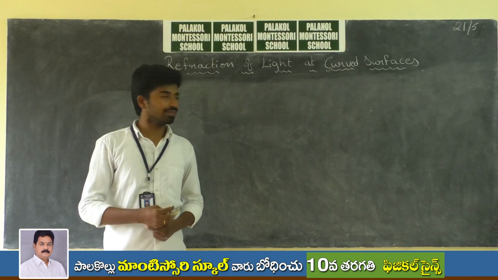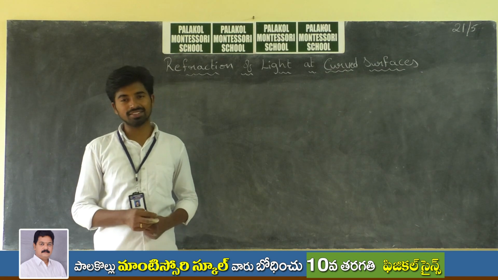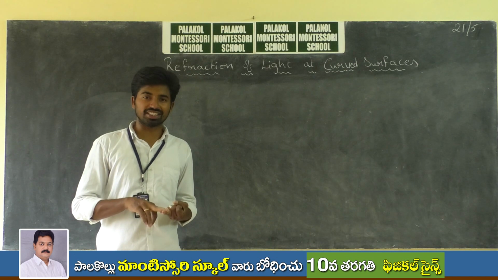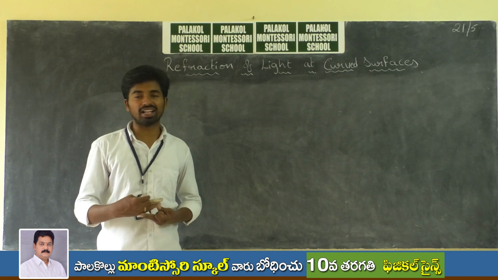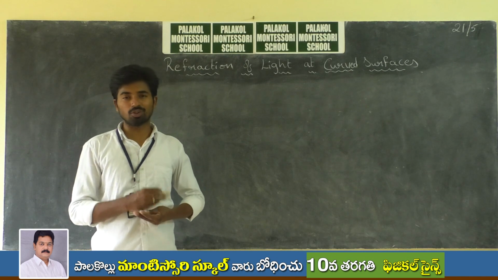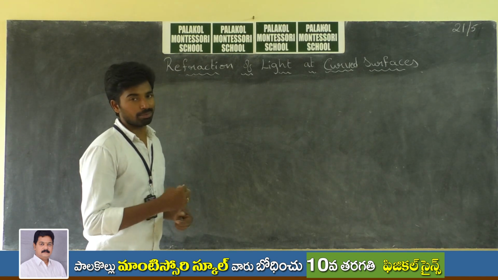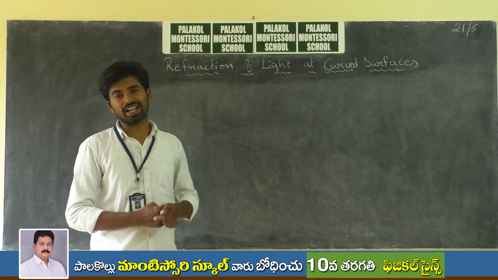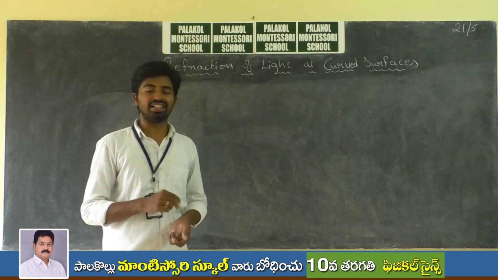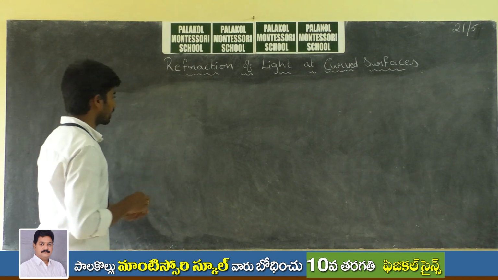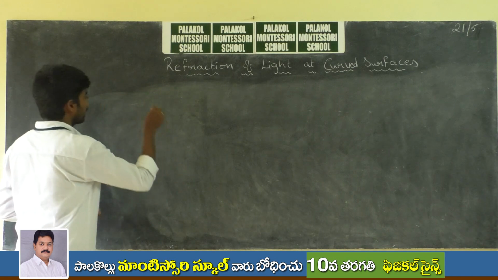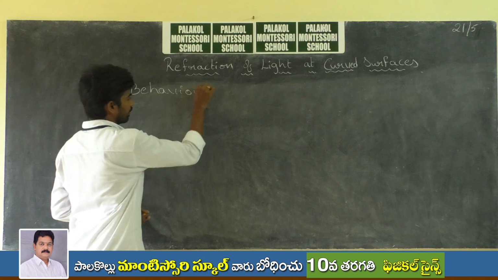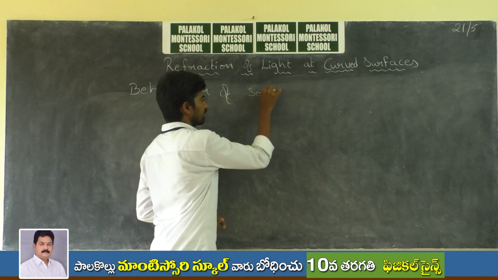So we have seen the terms related to lenses. What are the terms? That is center of curvature, radius of curvature, and pole, which can also be called the optic center, and we learned about the focus point. Now let us see some behavior of light rays when they are incident on the lenses. Let us see the behavior of some light rays.